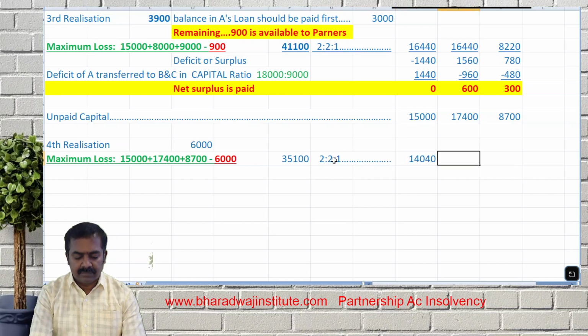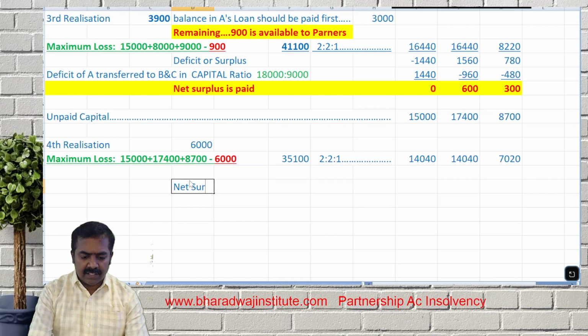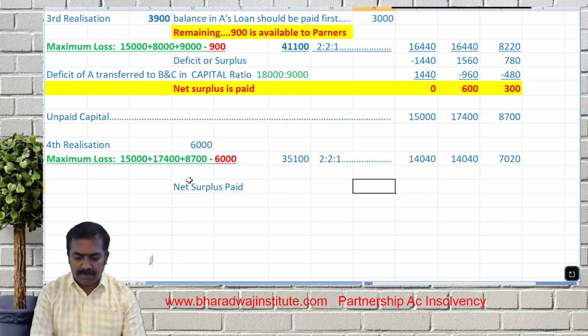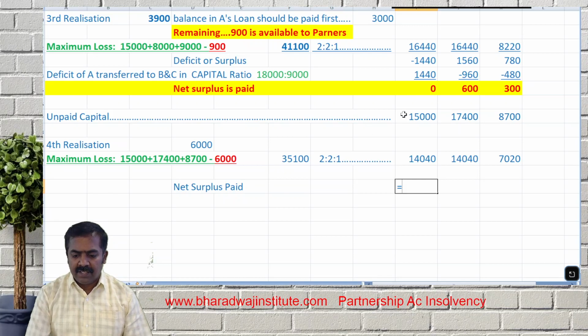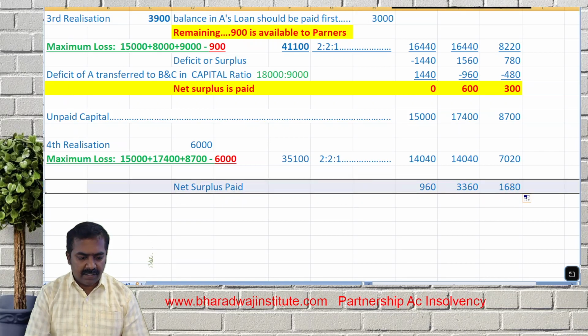14,040 and 7,020. I hope surplus. Net surplus is paid. Everybody has a surplus. Suppose there is a deficit, the same rule will be followed. What do you mean by the same rule? The deficit of the partner will be transferred to the other partners in which ratio? Capital ratio.